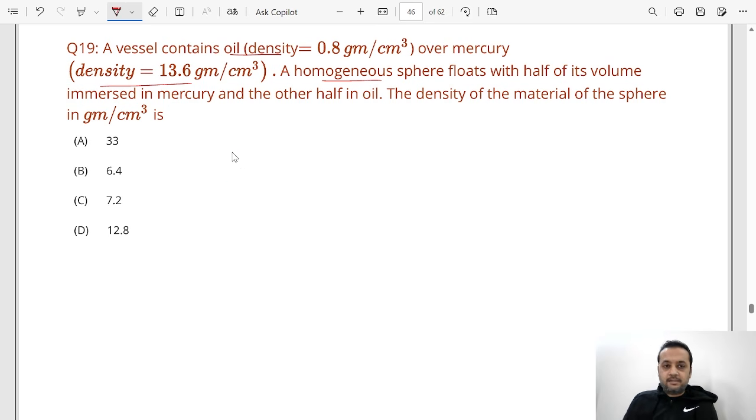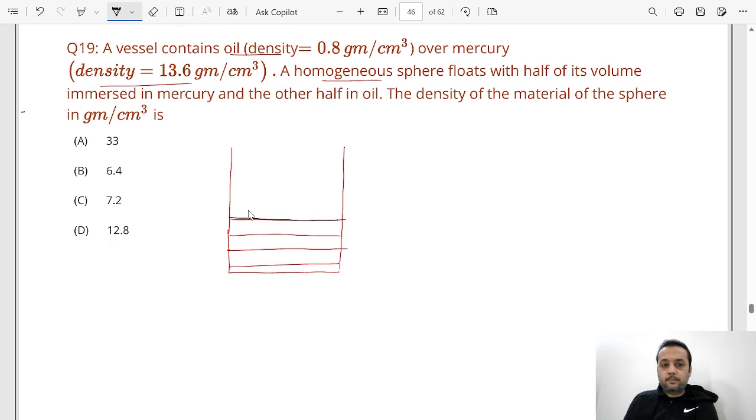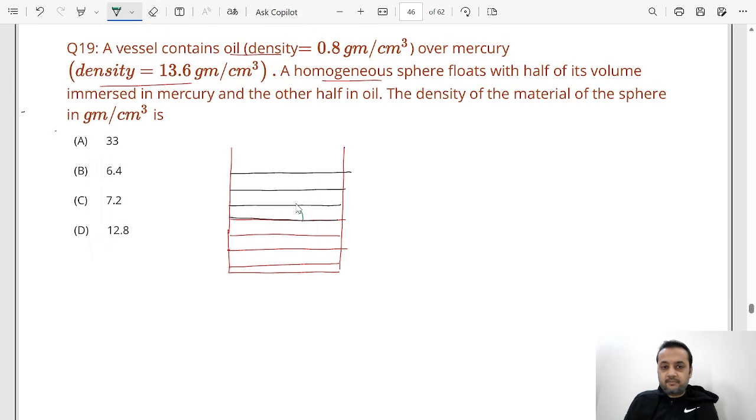Now look, imagine that this is the container. Clearly mercury will float at the bottom because it's a heavier liquid, and let us say there is oil which floats at the top. So this is the situation. Now there is a sphere, and it remains in equilibrium in this kind of scenario. One half of the sphere is in mercury and the remaining half of the sphere is in oil. So we have to find the density of the sphere.